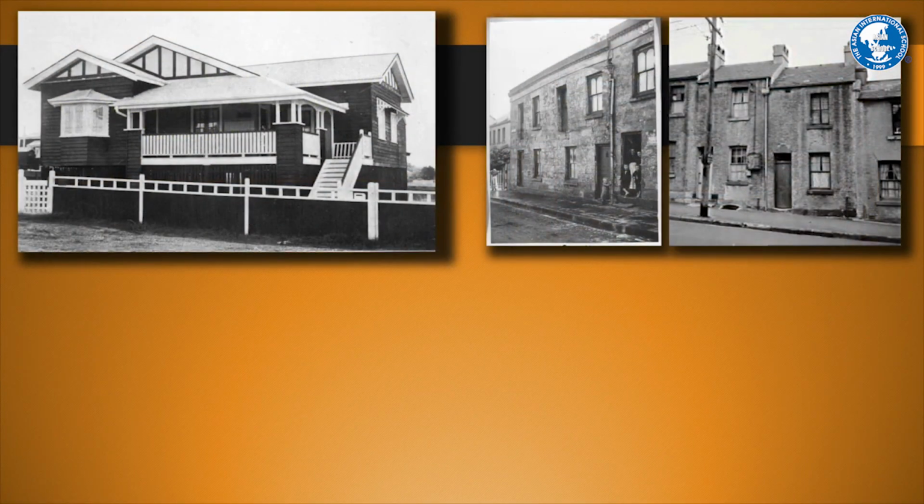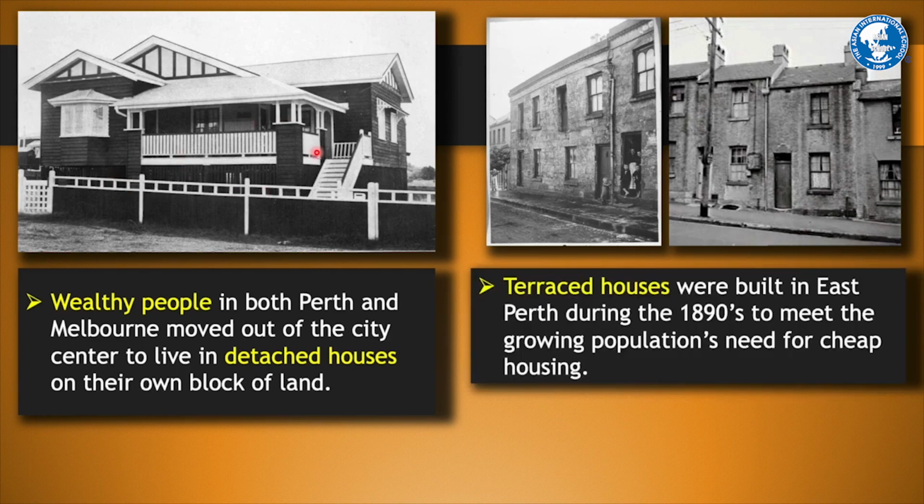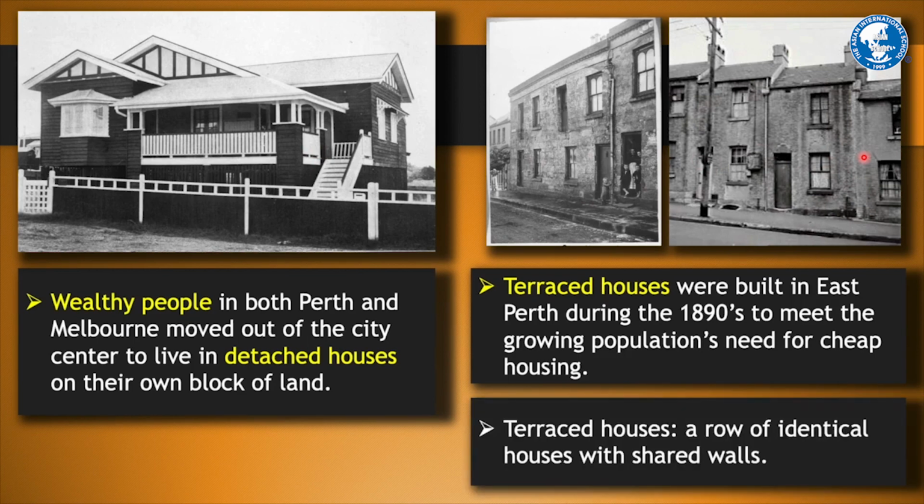And because of lack of available land and housing, wealthy people in both Perth and Melbourne moved out of the city center to live in detached houses on their own block of land. And terraced houses were also built in East Perth during the 1890s to meet the growing population's need for cheap housing. When we say terraced houses, these are rows of identical houses with shared walls, just like what you can see in this picture.